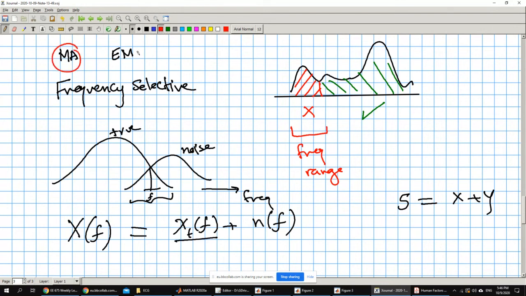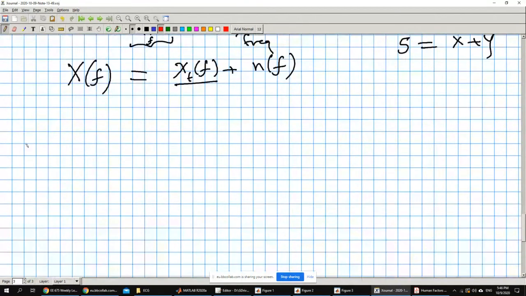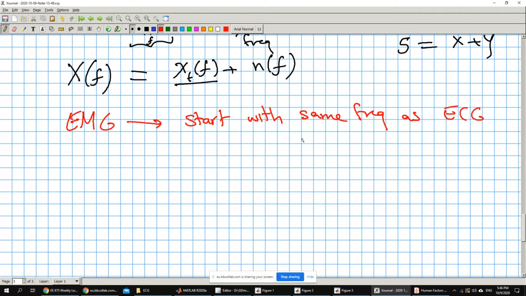So this is a big problem in both of these two types of artifacts. The EMG, by definition, has frequencies from almost zero, or a little bit higher than zero, until maybe 1 kilohertz. So the EMG frequency range starts with the same frequencies as ECG and can go all the way up to maybe a few kilohertz.